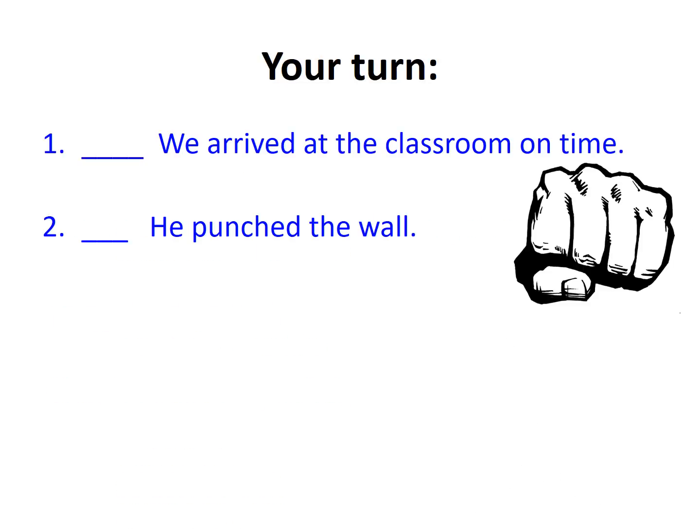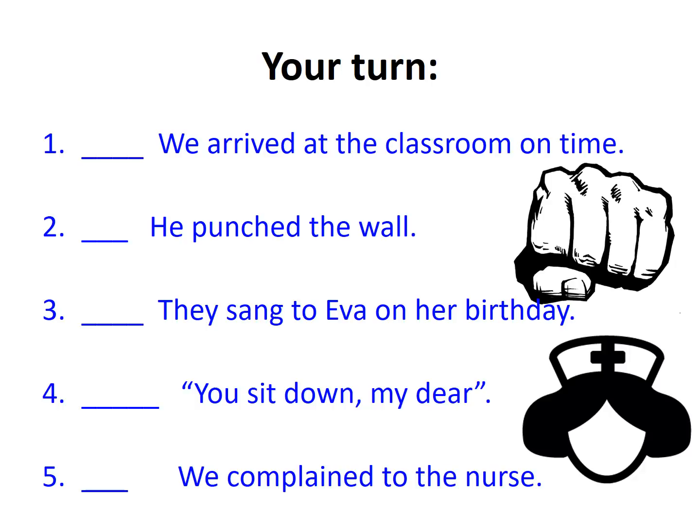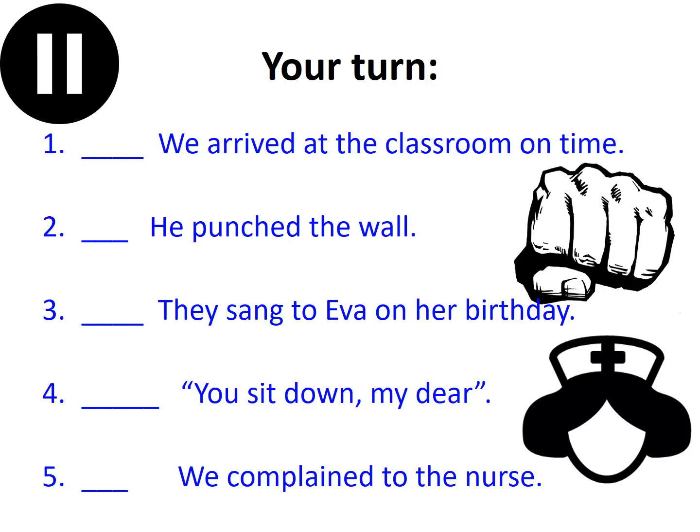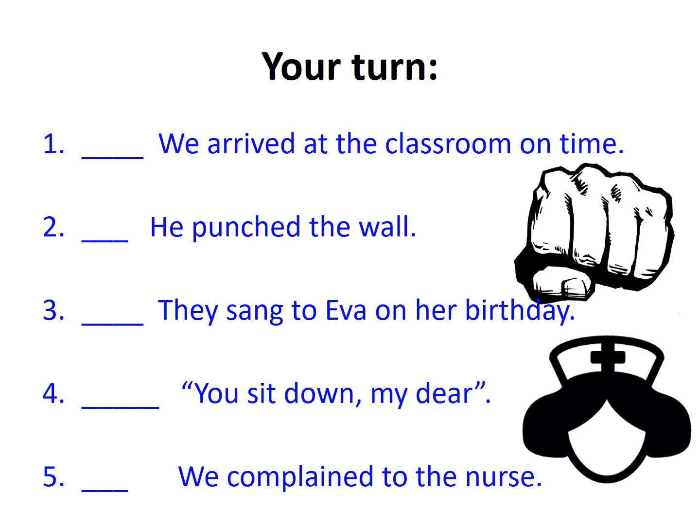Now it's your turn. For each of the 5 sentences, I'd like you to identify if there is a transitive verb, and if possible, can you identify the direct object? Hit pause if you need thinking time. So, how did you get on?